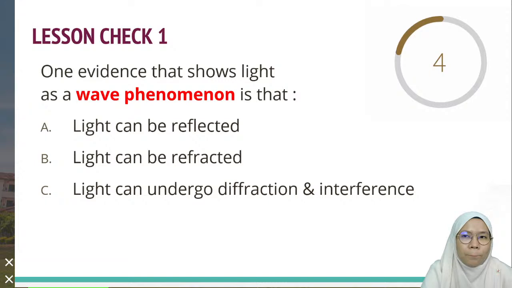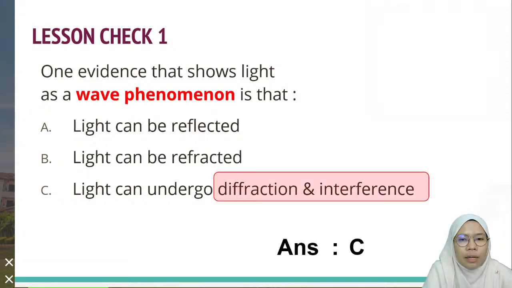So one evidence that shows light as a wave phenomenon is that light can undergo diffraction and interference. I have mentioned the difference between geometrical optics and physical optics.